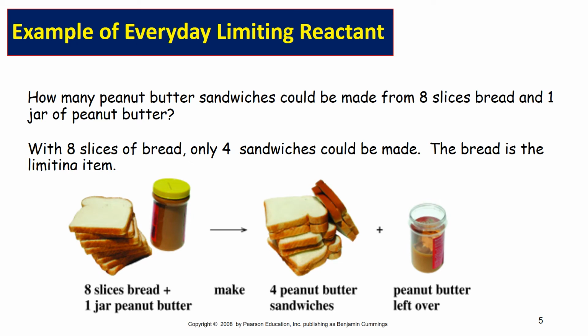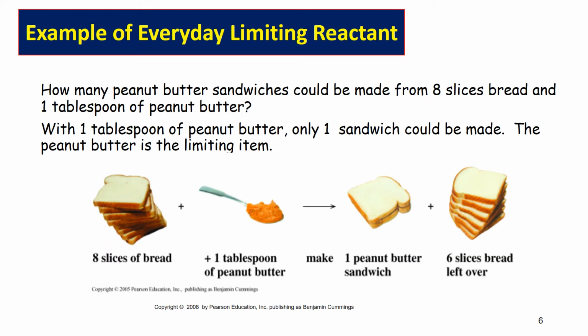So let's think of an everyday example of a limiting reactant. Think of peanut butter sandwiches. If we presume that we need 2 slices of bread for our sandwich and we're going to put a tablespoon of peanut butter in, well, if we've got a jar of peanut butter and 8 slices of bread, we can make 4 sandwiches and we're going to have some peanut butter left over. If we change that scenario around a bit and we've got our 8 slices of bread but only 1 tablespoon of peanut butter, we're only going to be able to make 1 sandwich and have 6 slices of bread left over. So in this case, the peanut butter is our limiting factor. That is determining how many sandwiches I can make.